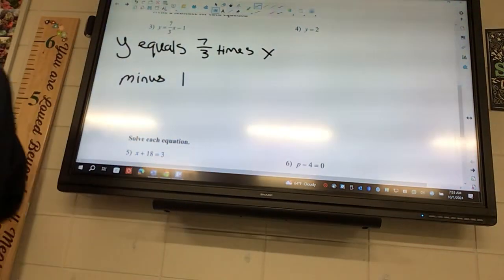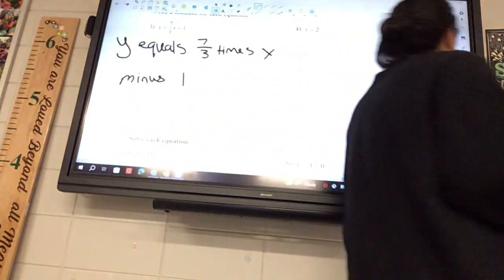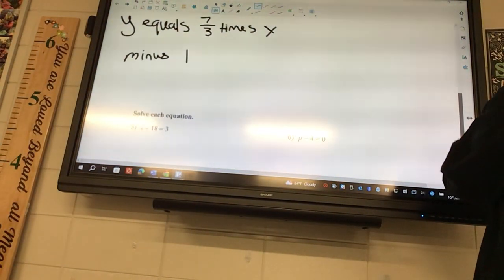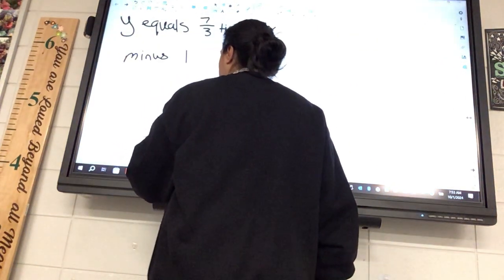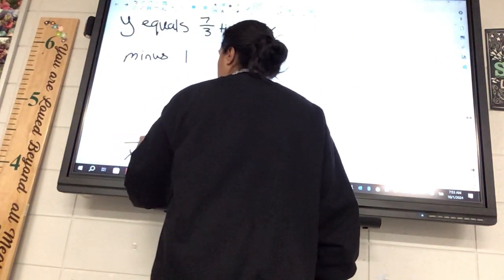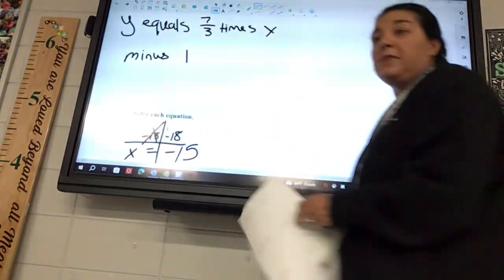Okay, 5, we're solving for x. What needs moved? 18, so we're going to say minus 18 on both sides. Okay, and 3 minus 18 is going to be negative 15.